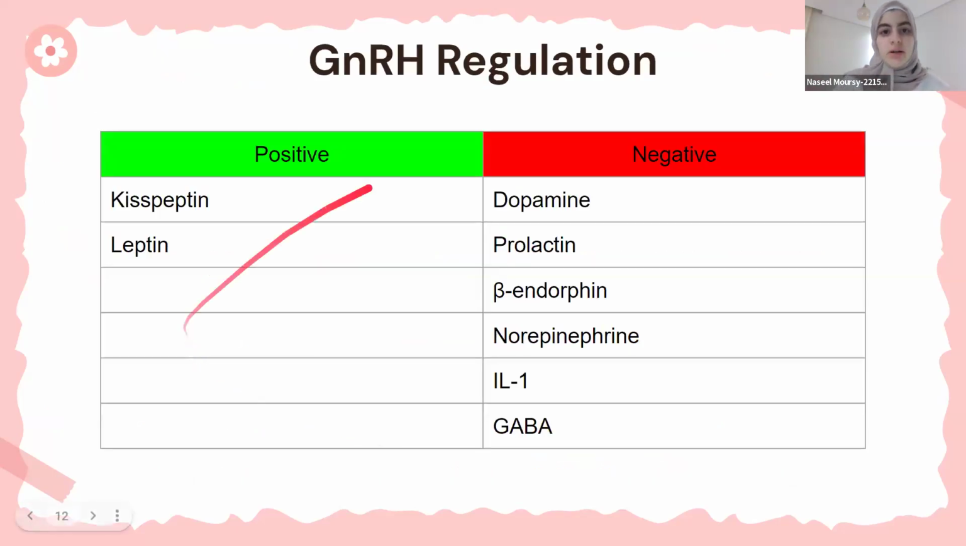And here I made a table for the positive and negative regulation of GnRH. The ones you have to focus on are kisspeptin and leptin. They positively influence the GnRH pulsatile secretion.